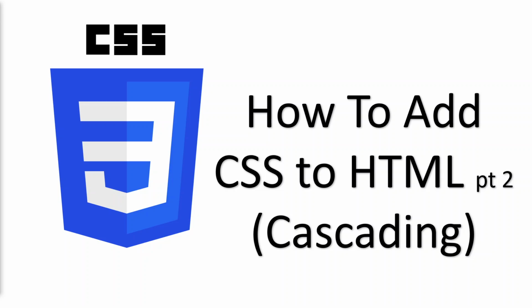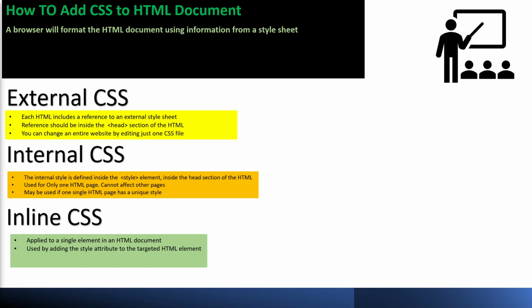This lesson is just a continuation from the previous lesson, which was how to add CSS to HTML. I just wanted us to talk about this little aspect of it, which is cascading. That's what I want to briefly talk about in this lesson. We already talked about the different types of ways we can add our styling to our document: external, internal, and inline.